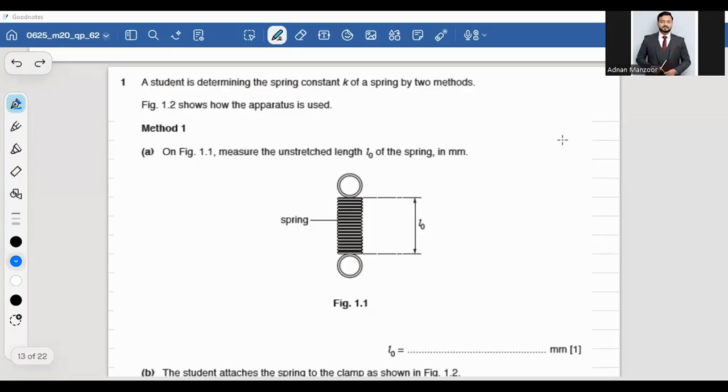In this video, we are going to solve some very important past paper questions that are essential to attempt before attempting your Management 2026 paper. All right, let's start with the spring question.